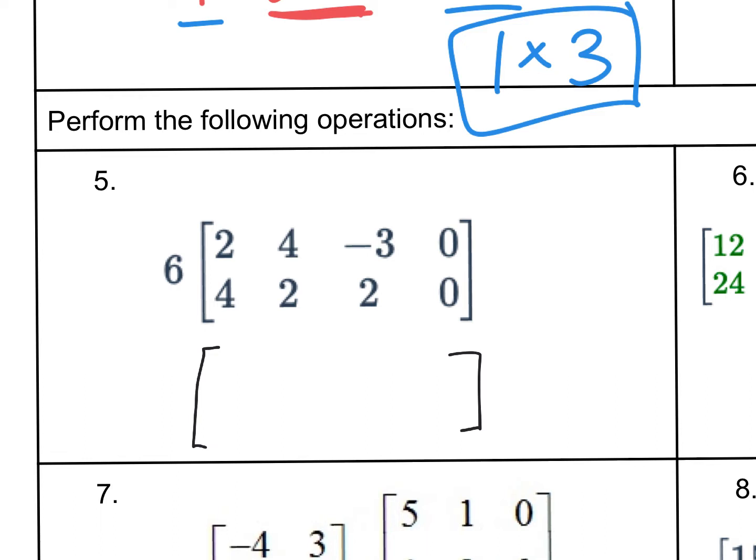I'm just going to multiply each of those numbers on the inside by 6. So I should get going across 12, 24, -18, 0, 24, 12, 12, 0, right? That's it. That is all. Any questions on that?